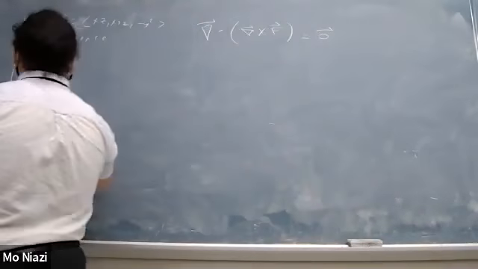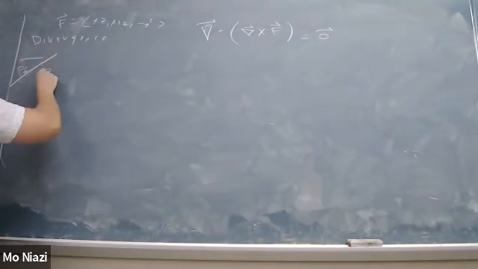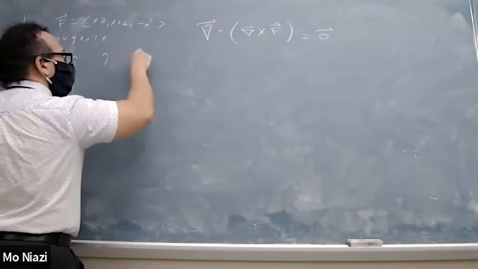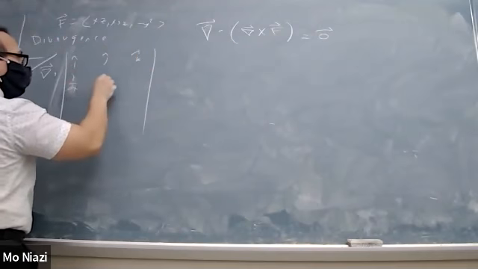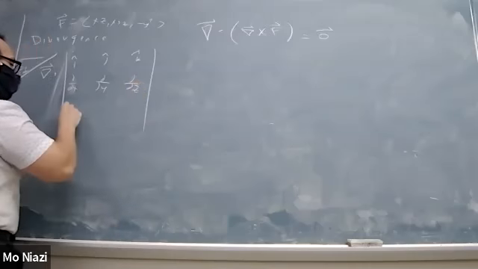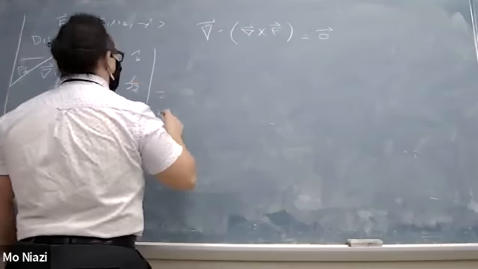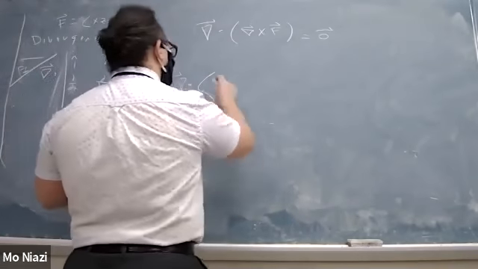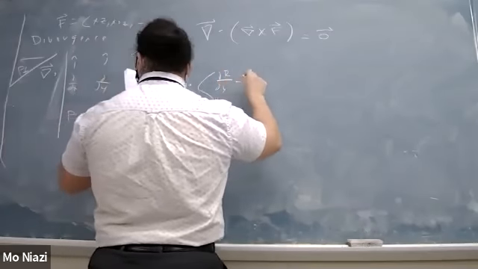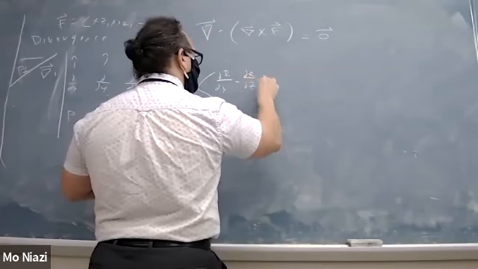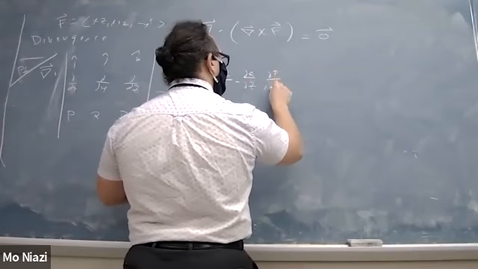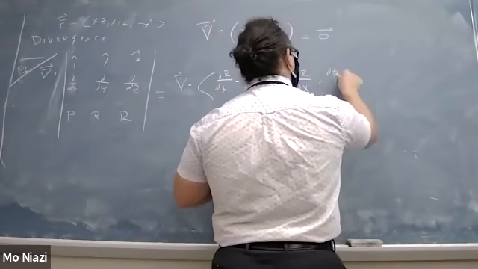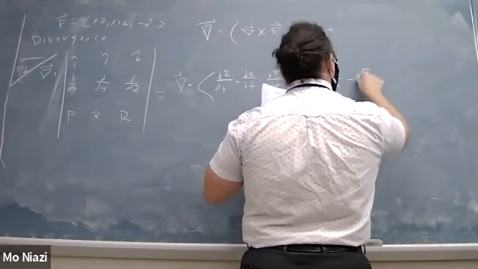Okay, so here's the proof of that. That's the same thing as the determinant of i, j, k, partial X, partial Y, partial Z, P, Q, R. We've done this before, and it gives us this vector: partial R, partial Y minus partial Q, partial Z, comma, partial P, partial Z minus partial R, partial X, comma, partial Q, partial X minus partial P, partial Y.